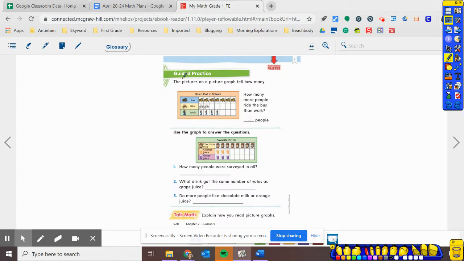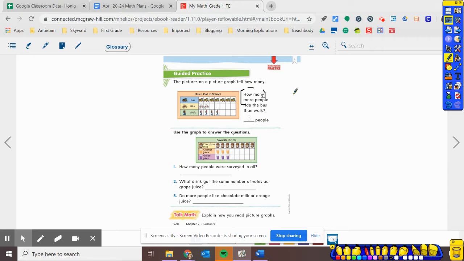All right, first grade. So the pictures in a picture graph tell how many. So how many more people ride the bus than walk? Okay, so I see some really important words here. How many more? I'm just going to kind of block them off for you. How many more? Those are really important words. Those words tell us that we need to, do you remember? Do we need to add or subtract? How many more tells us that we need to subtract?